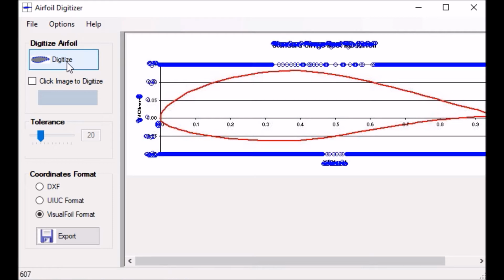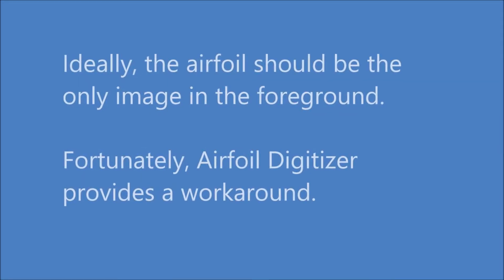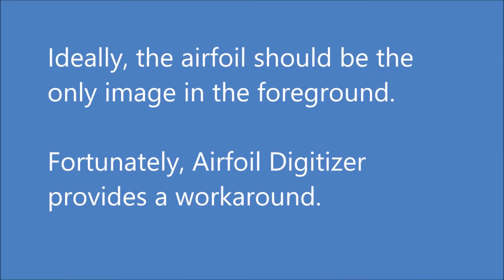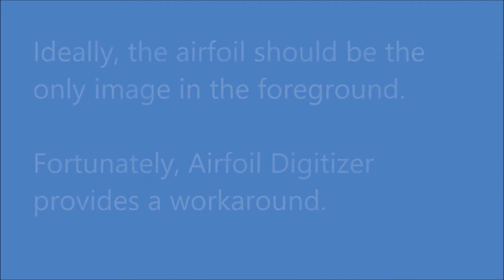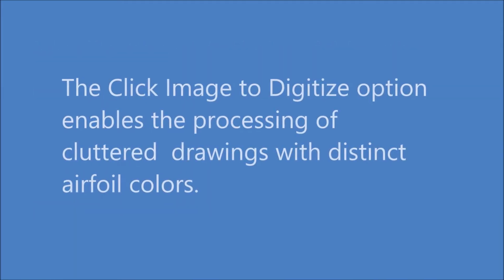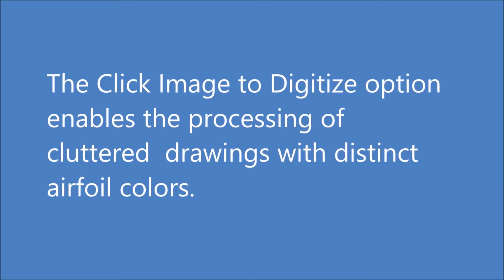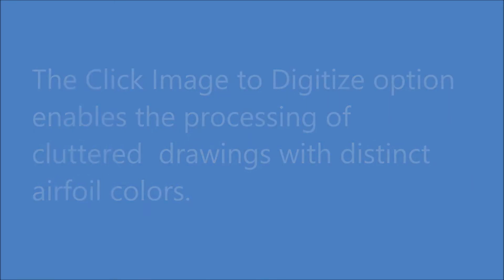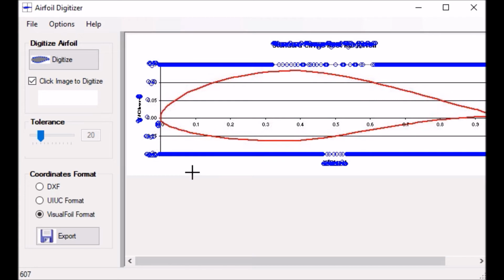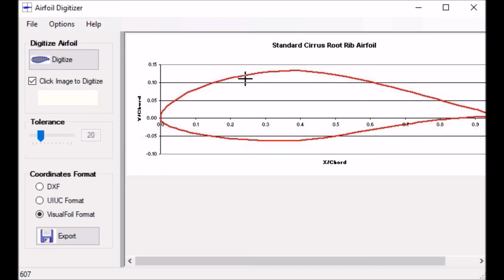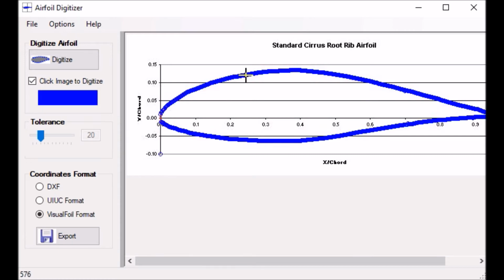Now when we click the Digitize button, we see there's a potential problem. Ideally, the airfoil should be the only image in the foreground. Fortunately, Airfoil Digitizer provides a workaround. The Click Image to Digitize option enables processing of cluttered images. For example, we can click the red color, which is the airfoil color, and then click that picture, and we see we can digitize the image.